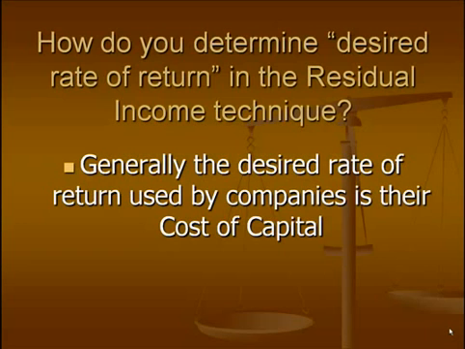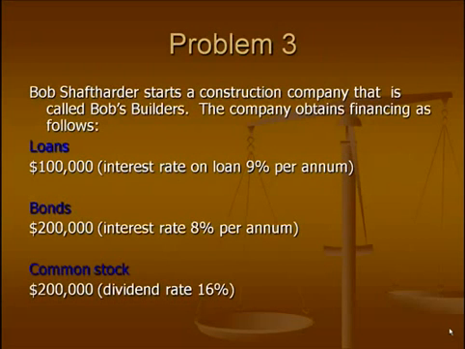Now, let's do our last problem. Bob Shaftharder starts a construction company that's called Bob's Builders. The company obtains financing as follows. A 100,000 loan, they gave you the interest rate. 200,000 in bonds, they gave you the interest rate. And 200,000 they issued common stock, and the dividend rate is 16%.